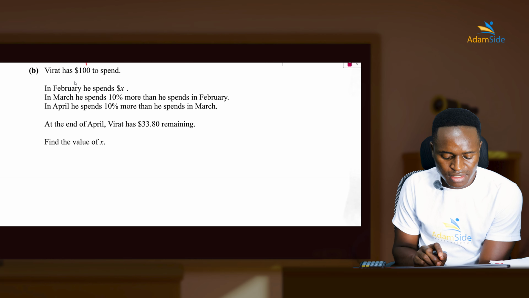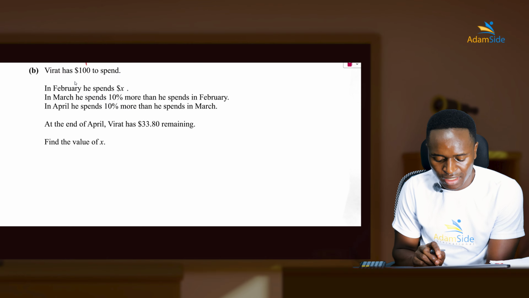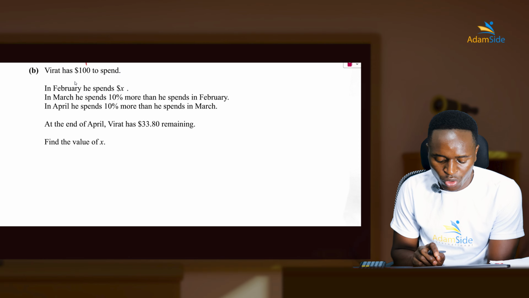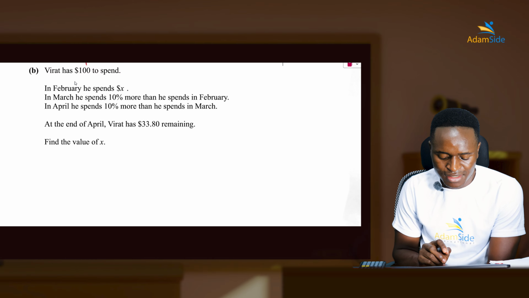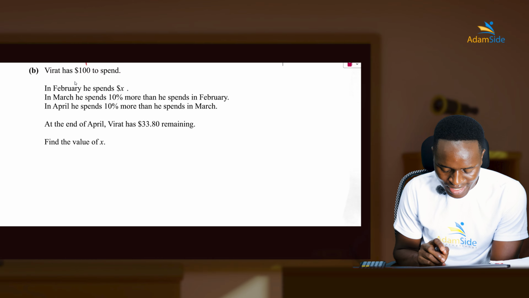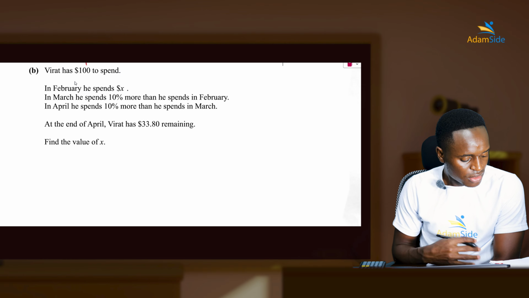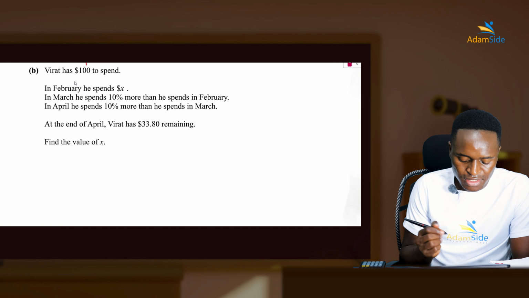B. Virat has $100 to spend. In February, he spent x dollars. In March, he spends 10% more than he spends in February. In April, he spends 10% more than he spends in March. At the end of April, Virat has $3.8 remaining. Find the value of x. The same thing. Here, you're talking about expenditure.